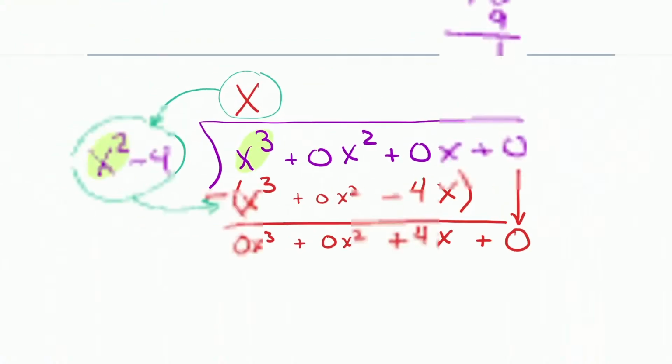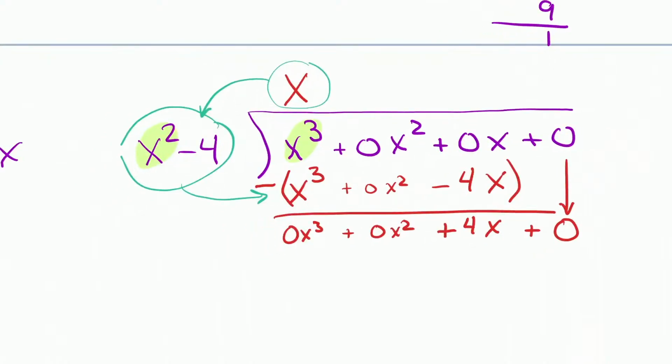And then ask myself the question again, how many times does x squared go into 4x? It doesn't. And so we're all done now. So my final answer is x, and the remainder is 4x. Whatever's at the bottom is going to be your remainder.